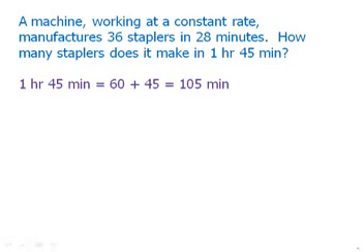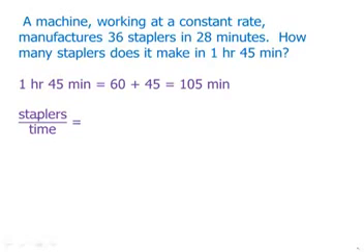So, first of all, I'm going to change that time to 105 minutes. So everything is in minutes now. So we're going to set up a ratio, staplers over time. So 36 over 28, that's the initial ratio that we're given. And this is going to be S, the number of staplers, over 105 minutes.